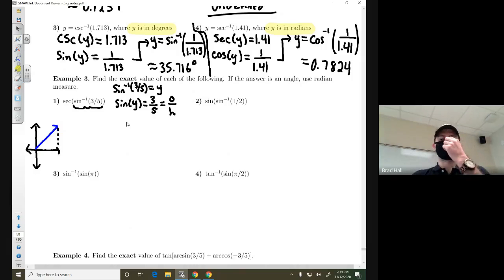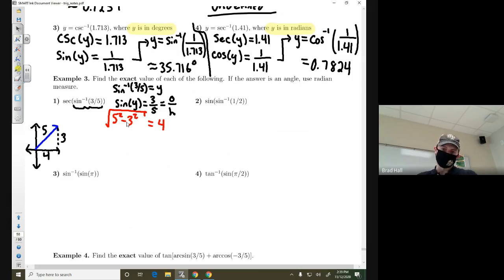And we know that opposite is 3, and the hypotenuse is 5. You can use the Pythagorean theorem to figure out the missing side, which would be the square root of 5 squared minus 3 squared. So you're actually going to get 4 from this, and so we get 4 for the missing side.